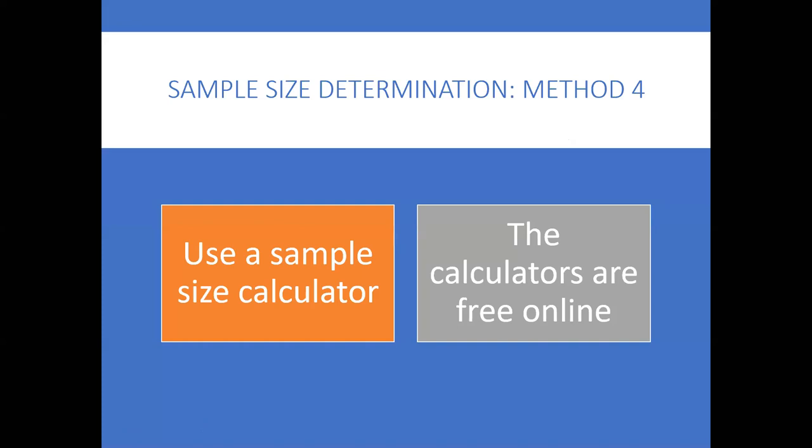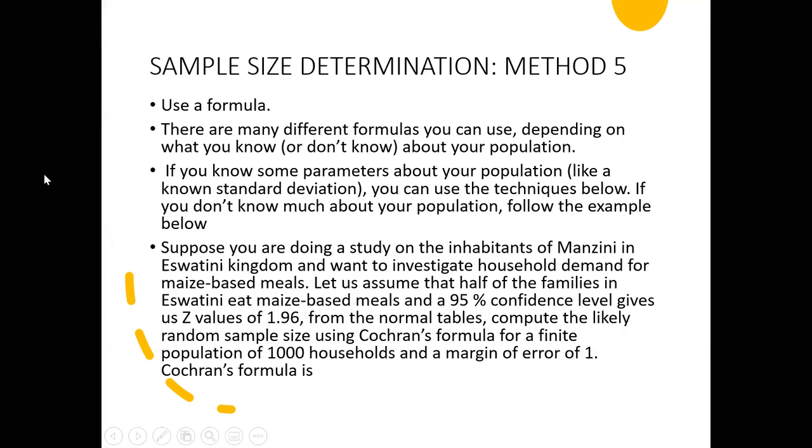Another method you can use if you don't want to use a Krejcie and Morgan table is a sample size determination calculator. There are so many free online calculators for calculating sample size. If you know the size of the population and the standard deviation, you just type it in and it gives you the likely sample size to use. Then the fifth method is to use your own formula.